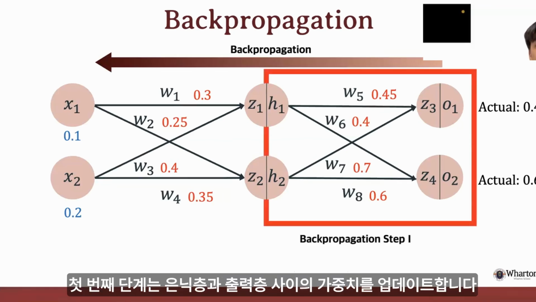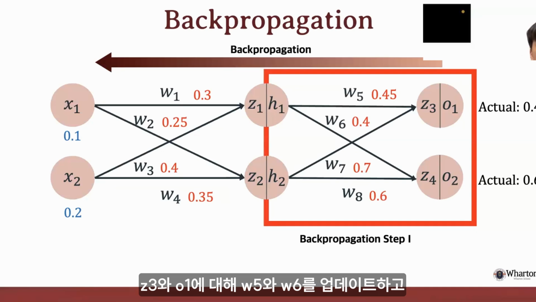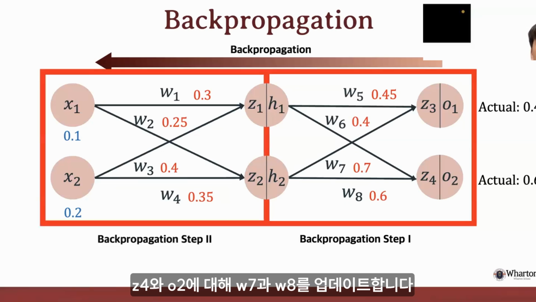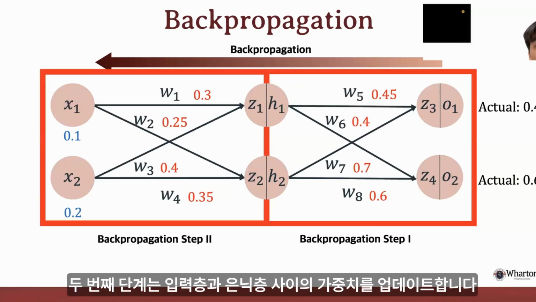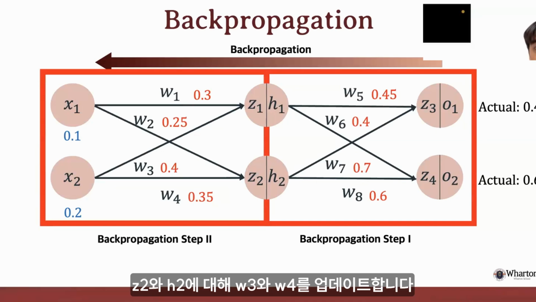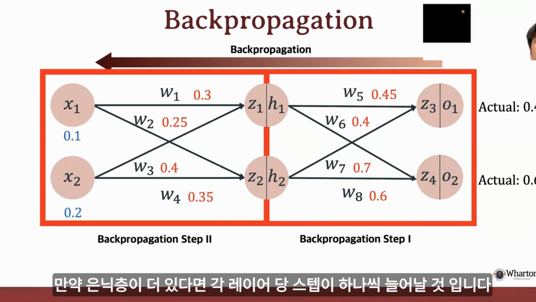The first step updates the weights between the hidden layer and the output layer. So for Z3 and O1, we update W5 and W6. And for Z4 and O2, we update W7 and W8. And the second step updates the weights between the input layer and the hidden layer. So for Z1 and H1, we update W1 and W2. And for Z2 and H2, we update W3 and W4. If we have more hidden layers, there will be additional steps for each hidden layer.